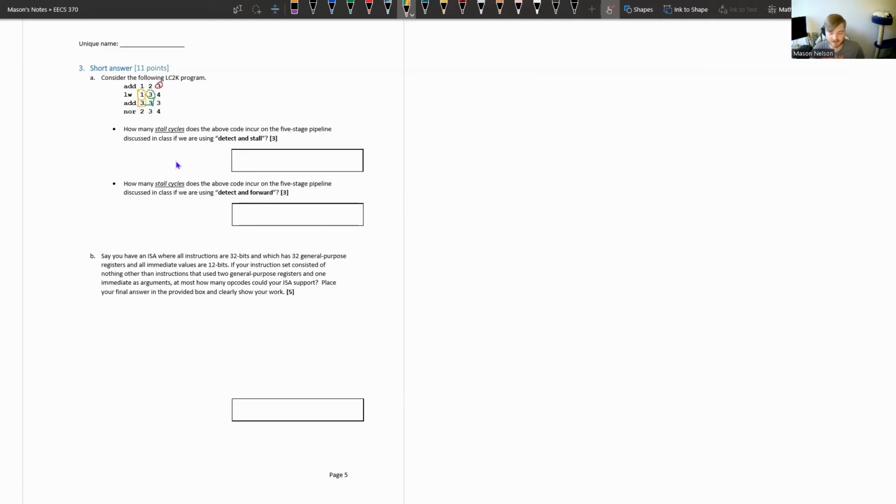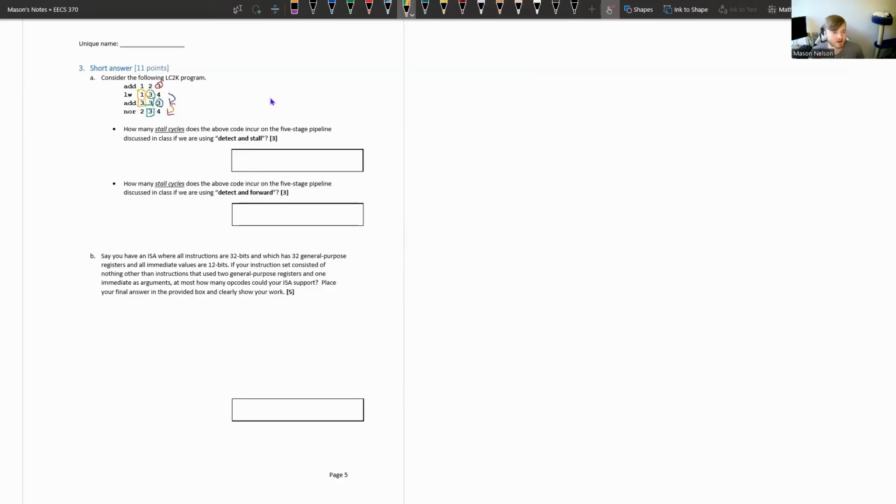We're just going to use a single set of stalls, depending on if we're using detect and stall or detect and forward. But that is a dependency. And then finally, we have one between our second add and our NOR, because the second add writes register 3 and our NOR reads register 3. So we have two dependencies total, one from an LW to an add and another from an add to a NOR.